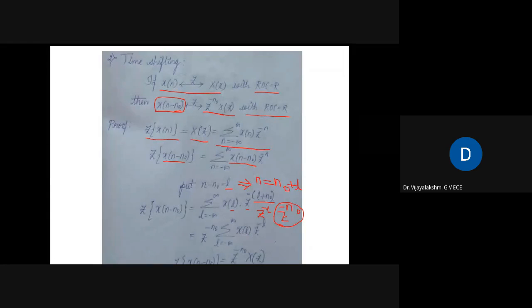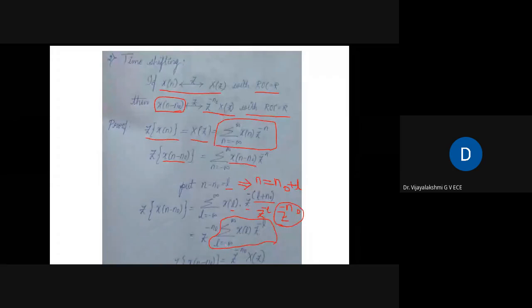Yes, it is the same as your Z transform equation. But the only thing is, instead of the index n, you have index L. That's all. So I can replace this with X of z. So on the left hand side, what I have? Z transform of x of n minus n naught is nothing but X of z multiplied by the complex quantity z power minus n naught.